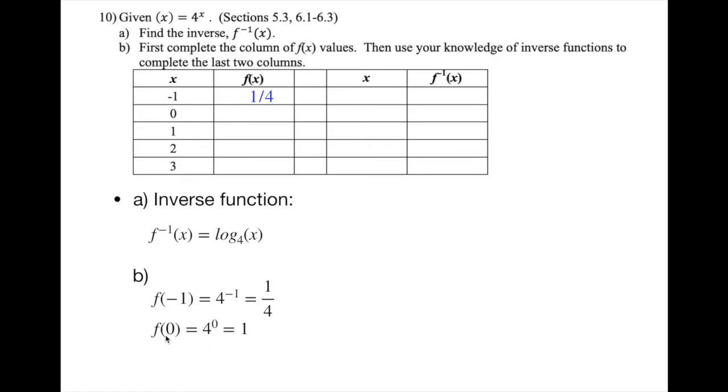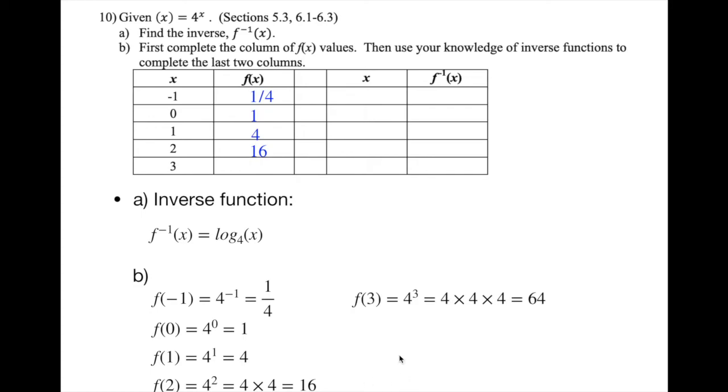Second one, f of 0, 4 to the power of 0, which is 1. The third one, f of 1, 4 to the power of 1, which is just 4. F of 2, 4 squared, it's 4 times 4, which is 16. F of 3, 4 raised to the power of 3. That means 3 of the 4s multiplied together, which is 64.